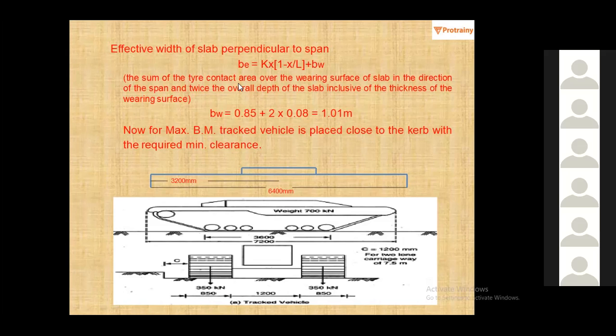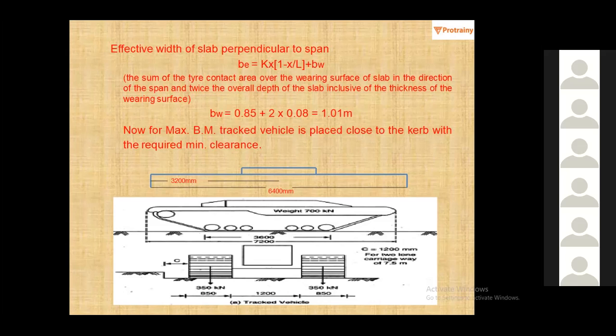The sum of the tire contact area over the wearing surface of the slab in the direction of the span and twice the overall depth of the slab, inclusive of the thickness of the wearing surface, that gives you 1.01 meter.